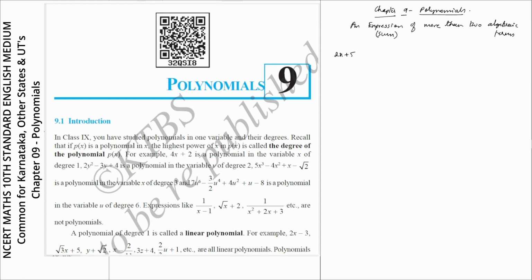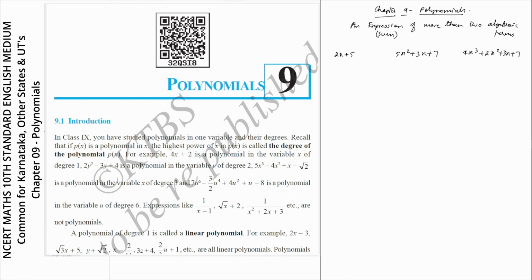Now consider another example, 5x square plus 3x plus 7. Here you can see there are three terms, that is 5x and 3x and 7. Now consider another example, 4x cube plus 2x square plus 3x plus 7. Here you can see there are four terms, that is 4x cube is one term, 2x square is another term, 3x is another term, and 7 is another term.